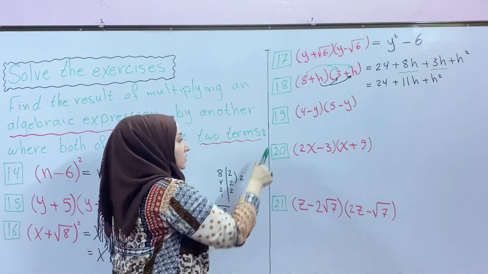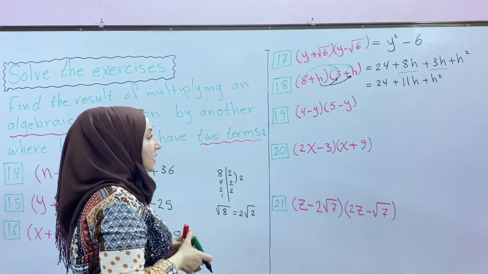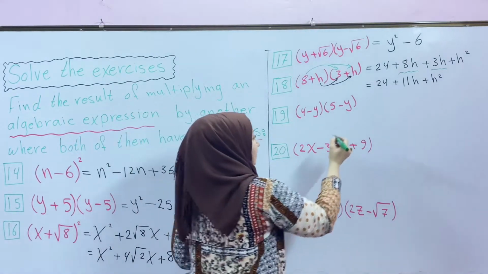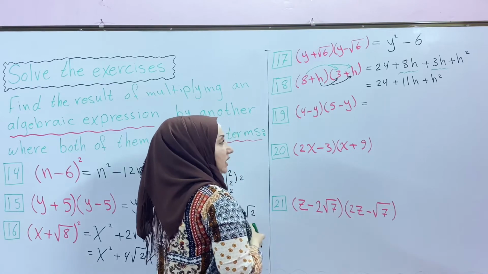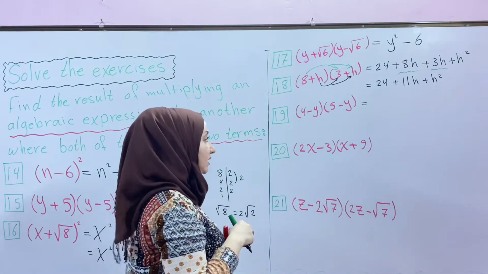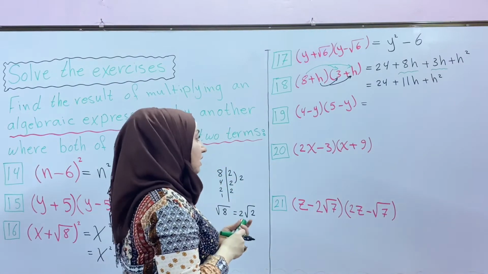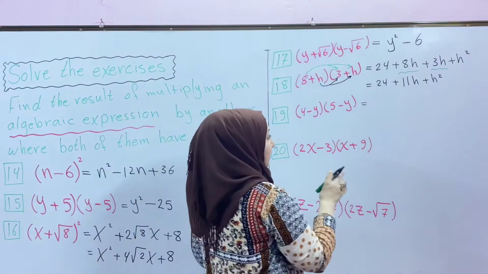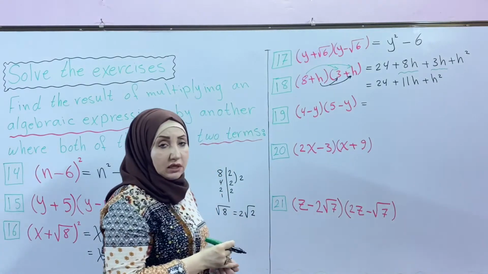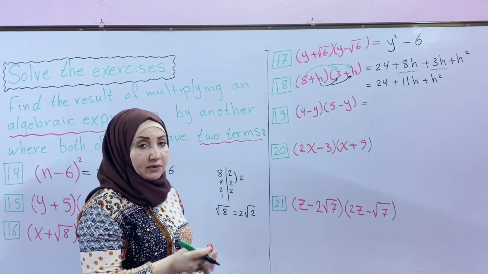And now we will solve number 19. So also we have multiplying of two algebraic expressions, each one of them consisting of two terms. So also we can use the property of distribution. We learned the distribution property when we multiply an algebraic expression by an algebraic expression.